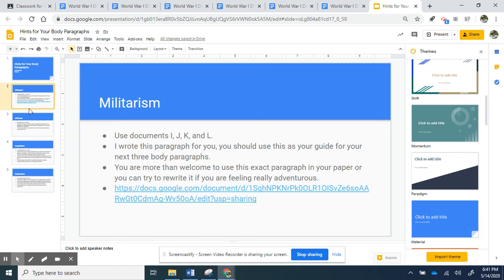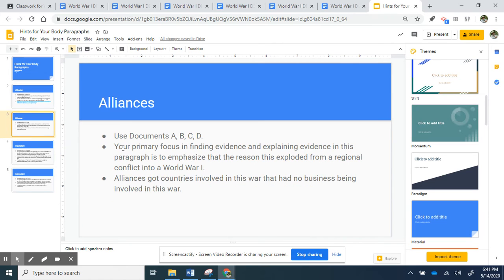In this case, let's go to alliances. I'm explaining what the primary focus is. So I'm basically telling you in alliances, how alliances helped cause World War I. So you use these ideas to help you find appropriate evidence to use for your paragraphs.